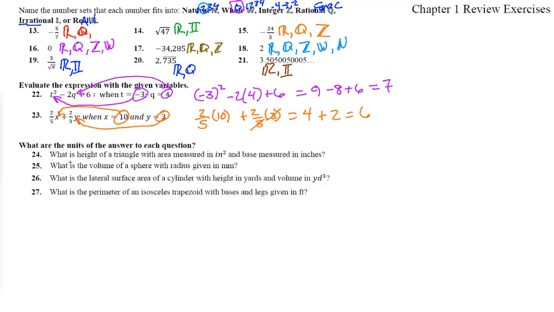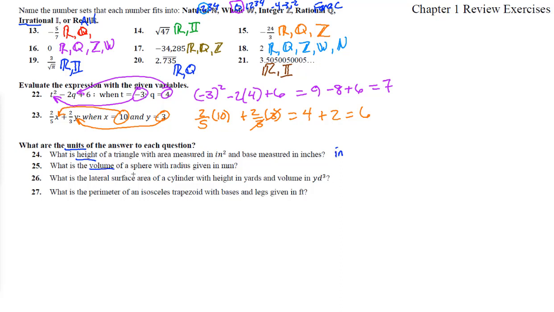Excellent. This says what are the units. Notice it doesn't actually solve the question. We just want to know the units. Inches, inches squared, inches cubed. And if it's just a length, it's one-dimensional. An area is two-dimensional, like an inch squared, and a volume will be three-dimensional. So in this case, height of a triangle with area measured in inches squared and a base measured in inches, that will be in inches. We're asking for a one-dimensional thing.